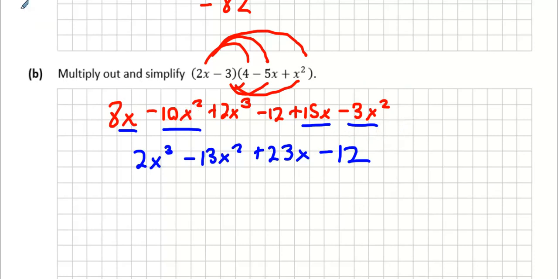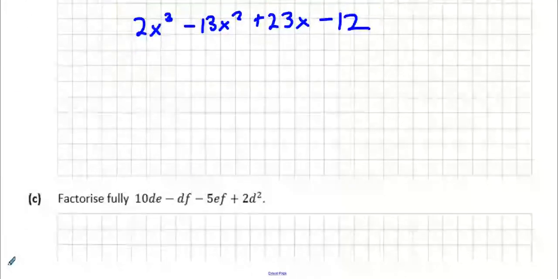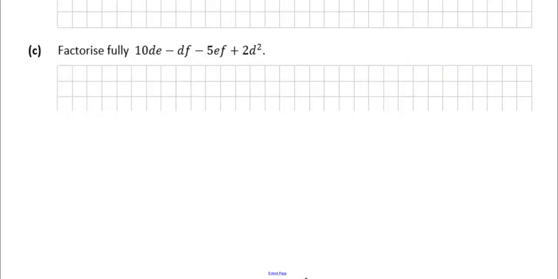Okay. Now let's move on to part C. Is there a part C? Oh, there it is. Now, when you're factorizing these, you can't take anything out with these two here because they have nothing in common. So here's my suggestion. Do 10DE minus 5EF. See the way the 10 leads to 5. Then put the 2 in front of the 1DF. 10 is twice 5, 2 is twice 1. You can do it that way.